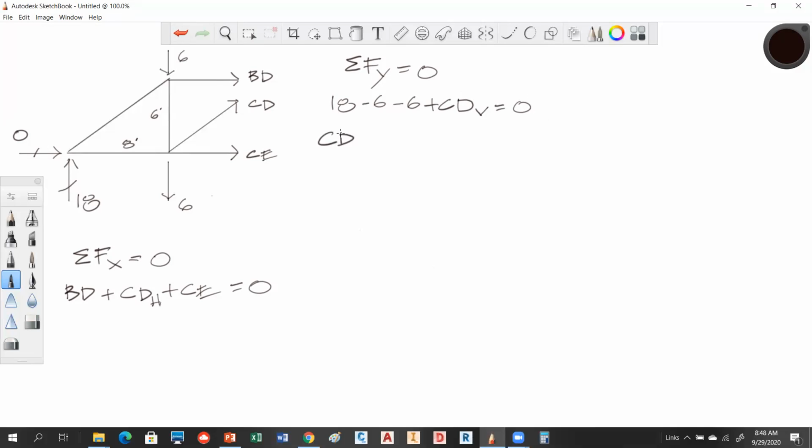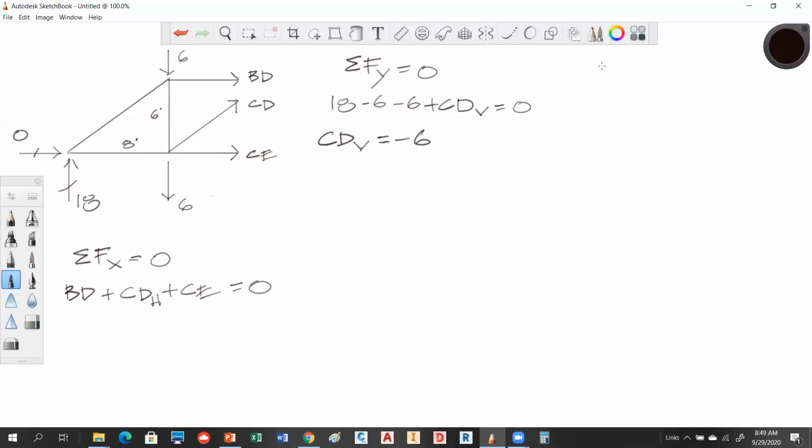So what does that tell us? It should have been compression. But we're not going to change anything. We're going to let it go with this, but we're going to make sure that we feed the negative signs through. So can we resolve CD horizontal knowing this? Well, we know that this member is acting over a distance of 8 and 6, right? So the vertical component is to 6 feet as the horizontal is to 8.